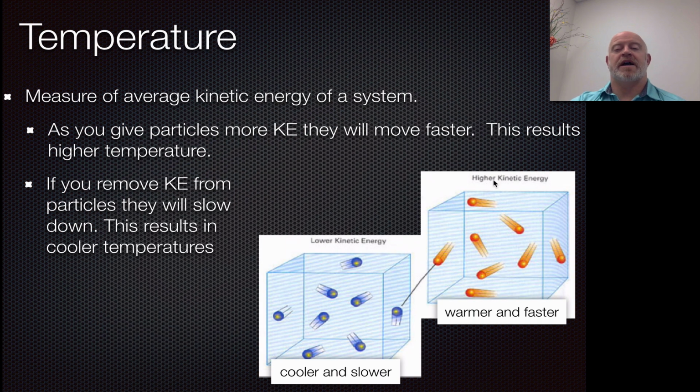And then that's going to relate us back to, again, another kind of review slide from our previous unit about temperature. So if we're talking about the speed of particles, the way we measure the speed of particles, the way we identify the average kinetic energy of a system, is through temperature, okay? So temperature will be one of our variables that we're working with here. That measures that average kinetic energy of a system, okay? Remember, you give particles more kinetic energy, they move faster. As a result, higher temperature, okay? If you remove kinetic energy from particles, they slow down. This results in cooler temperatures, okay?